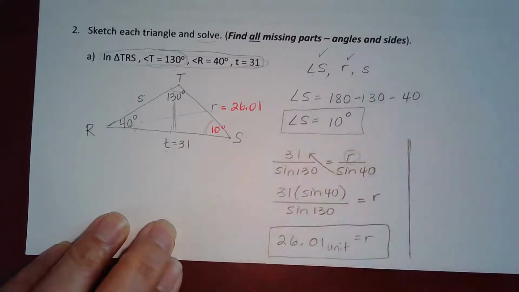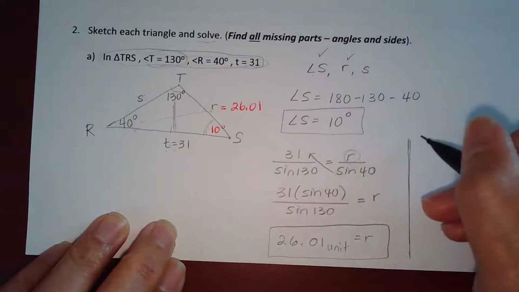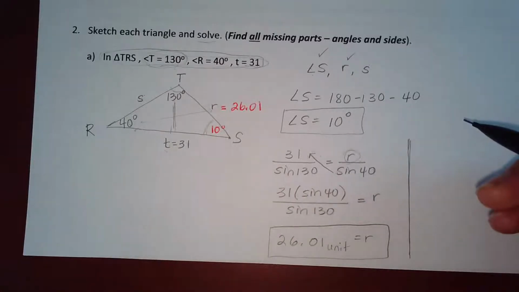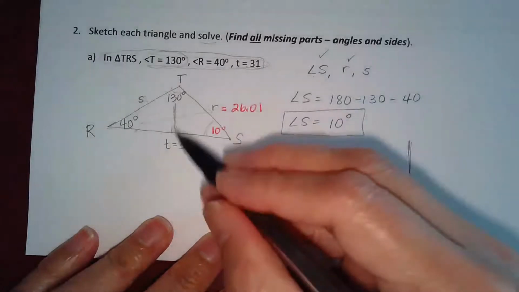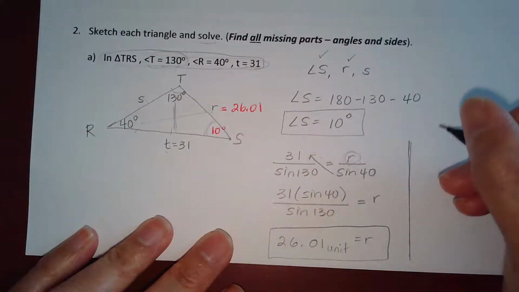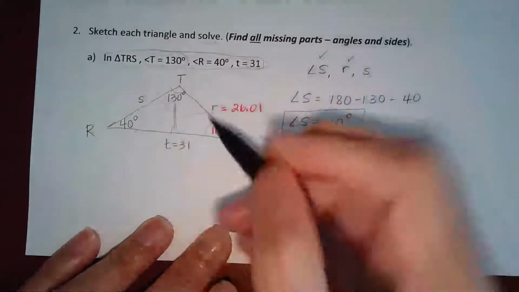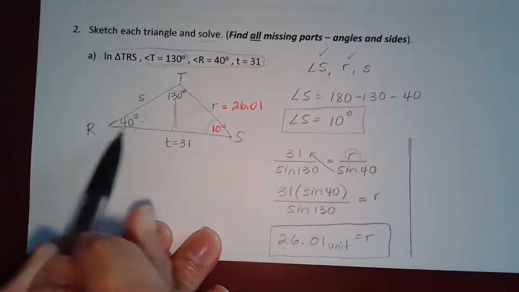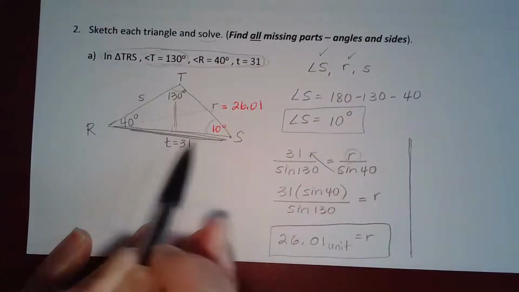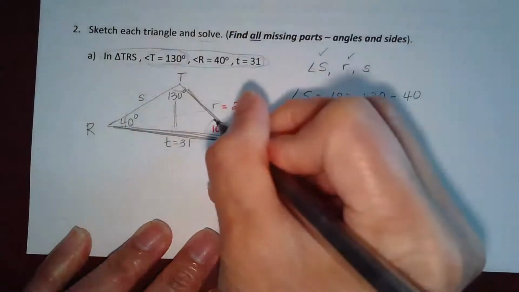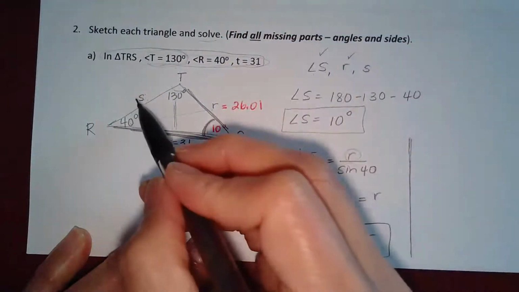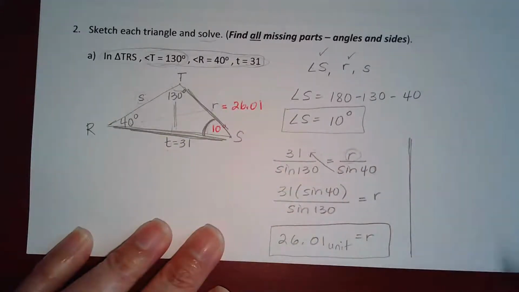I think I'm gonna use cosine law in this one. I used sine law last time, so I'm gonna use a cosine law to solve for side S. Because we know this side, and we know this side, and we know this angle. We got a sandwich, so we can solve for that side.